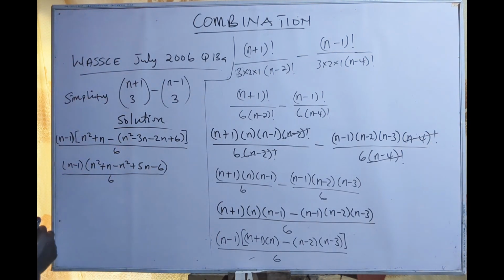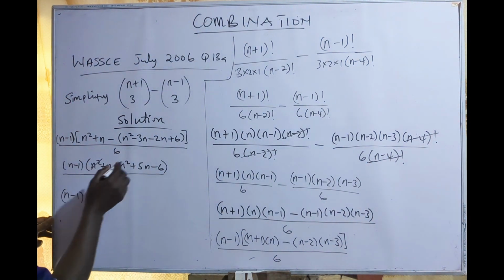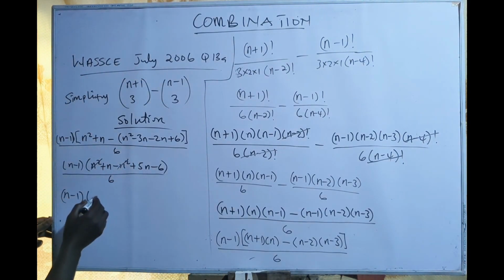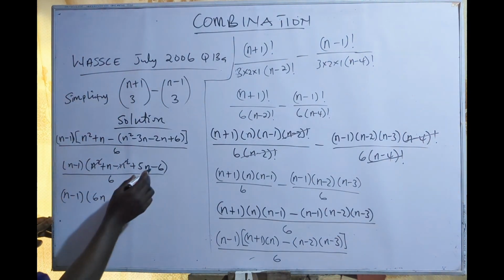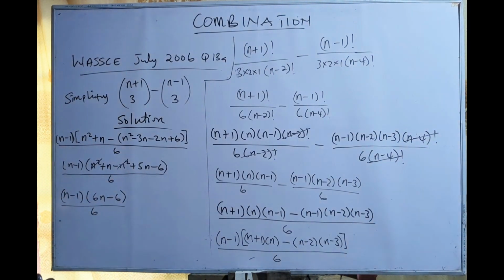Alright, so let's see what is going to happen. I have n minus 1. This and this will go. And then n plus 5n will give me 6n plus 6, all over 6. Is that not so? So this is what we have now. Then what can we do? There is a 6 as a denominator. We can also factorize 6 here.